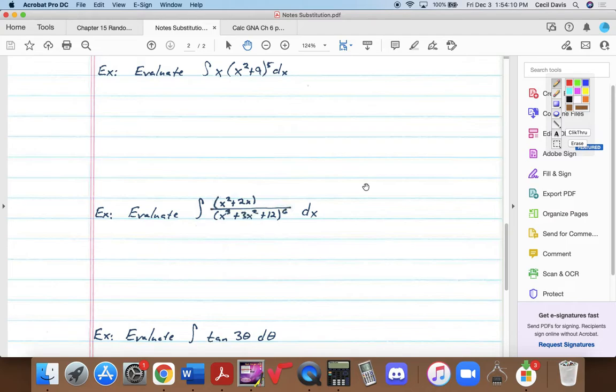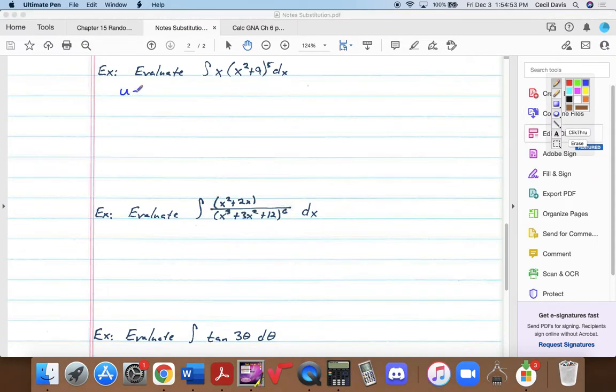Take, for example, this problem. I'm going to show you how to do it by u substitution, and then I'll show you on this one that you could do it another way without doing a u substitution at all. So I've got a composite function. What is the derivative of x squared plus 9? It's 2x. Is that a multiple of this x that's out here? If that's the case, we can almost always use u substitution. Actually, you can always use u substitution.